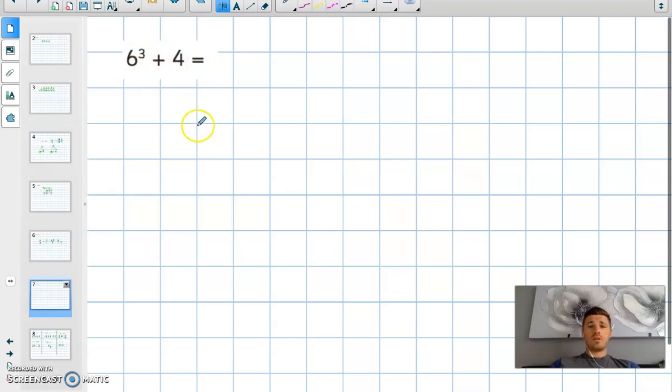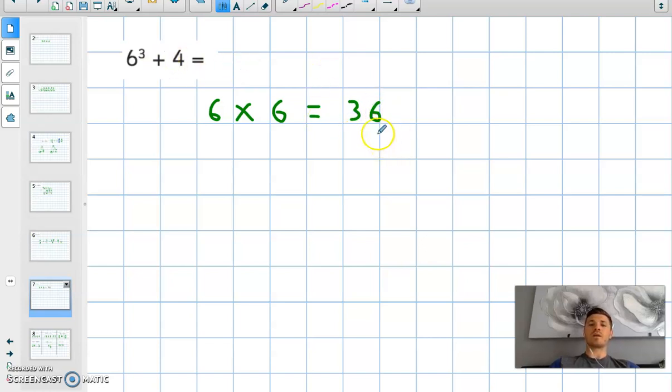Final question. We've got 6 cubed, and when you cube a number, you multiply it by itself 3 times. So we're going to multiply it together once. So here we go. We've got 6 times 6, which is 36, and then we need to multiply 36 by 6. And what I would recommend doing is putting that into a formal method, because that's quite a large number problem.